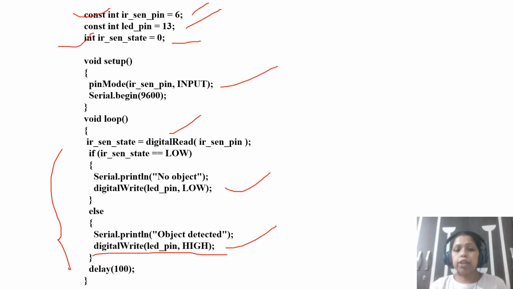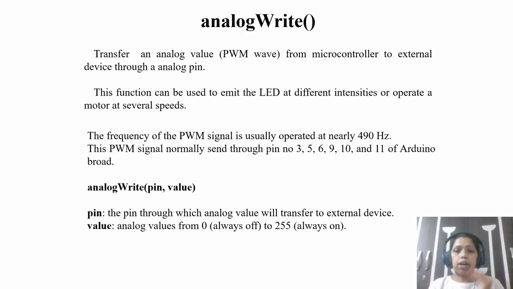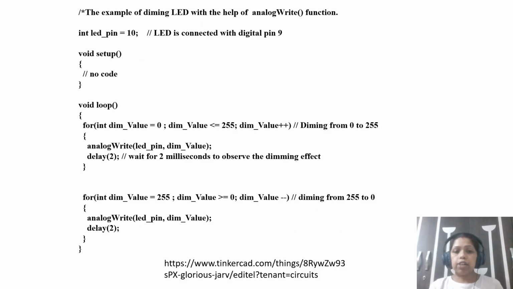So this is about the digital read operation. Another one is the analog write. This analog write I will discuss in the next lecture. Now I'll show you how you can blink three different LEDs. This I'll show you now.